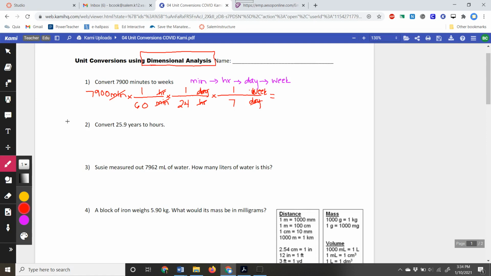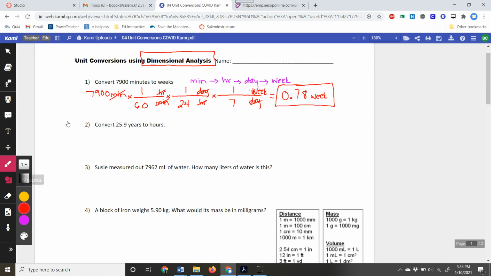Let's go to the next one. The 24 is in the denominator, so we're going to hit divide by 24 equals. Let's move on to the next one. The 7 is in the denominator, so we'll need to divide by 7 equals. The answer I got is a number that's less than 1. That means it's less than 1 week, and for this activity we're going to be rounding to 2 decimal places. So I'm going to get 0.78 weeks. All right, so that's my final answer.